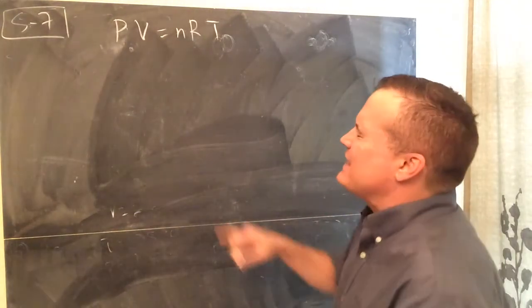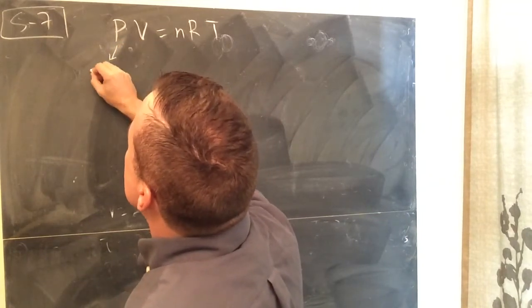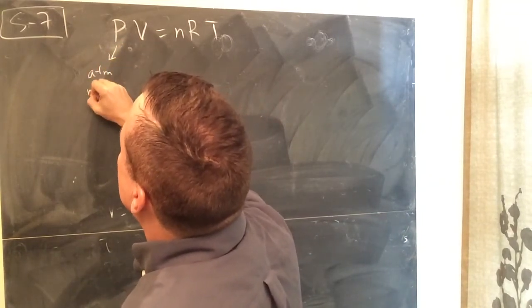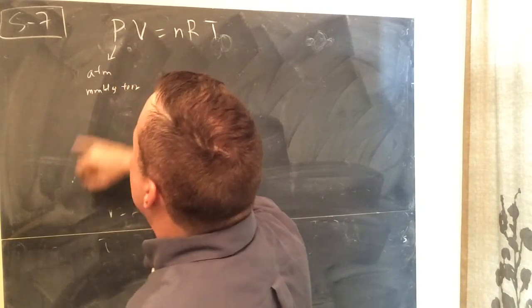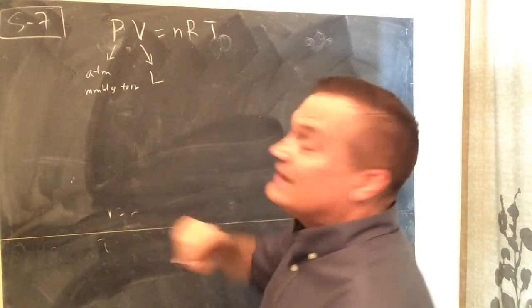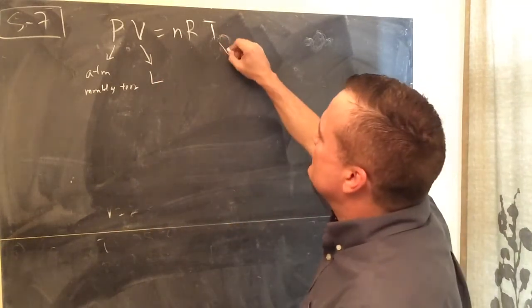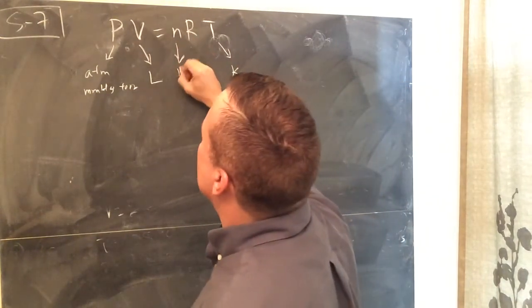Anyway, in PV equals nRT, pressure usually will be in atmospheres, but it can also be in millimeters of mercury or torr. Usually it's in atmospheres, and you'll see why in a minute. The volume must always be in liters, always. Temperature, you already know that one. It must always be in Kelvin. And n now is the number of moles.